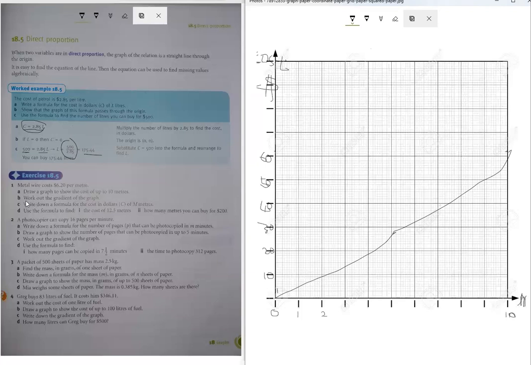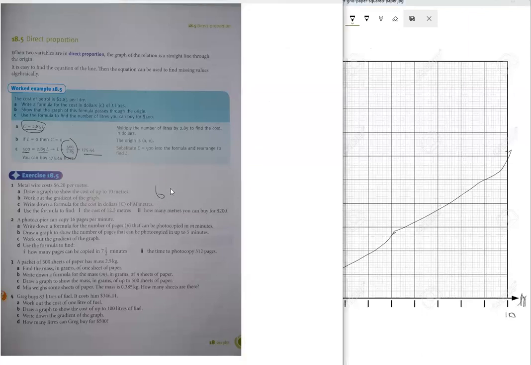Question B is asking, work out the gradient of the graph. As usual, gradient is the vertical height here divided by the horizontal. So in this case, it's 62 divided by 10. So you get your answer as 6.2 again. The gradient of the graph is still 6.2.